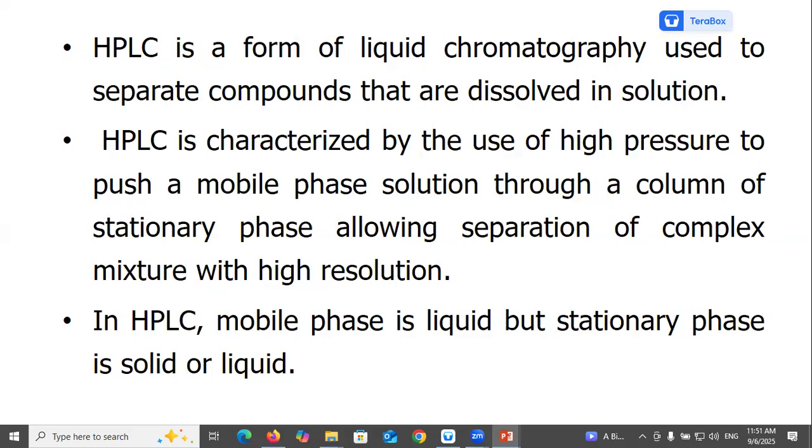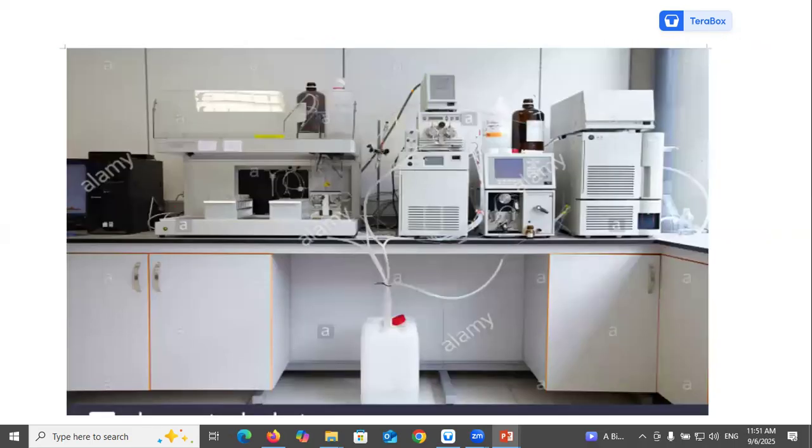HPLC is a form of liquid chromatography used to separate the compounds that are dissolved in solution. HPLC is characterized by the use of high pressure to push a mobile phase solution through a column of stationary phase, allowing the separation of complex mixtures with high resolution. In HPLC, the mobile phase is liquid, but the stationary phase is solid or liquid.